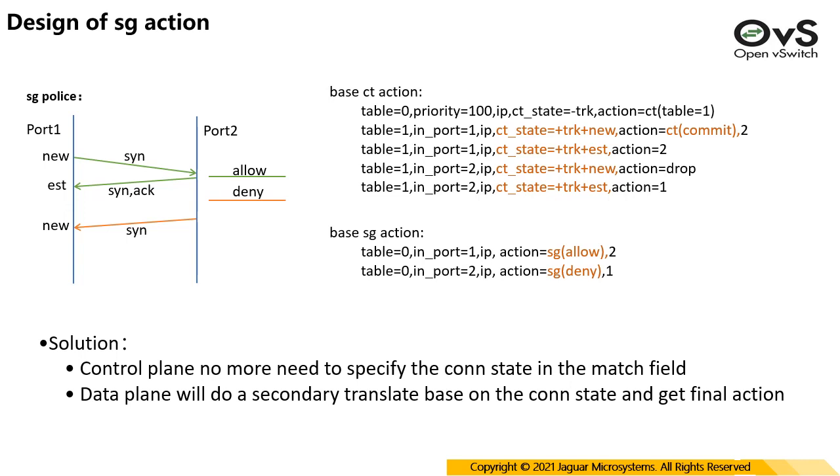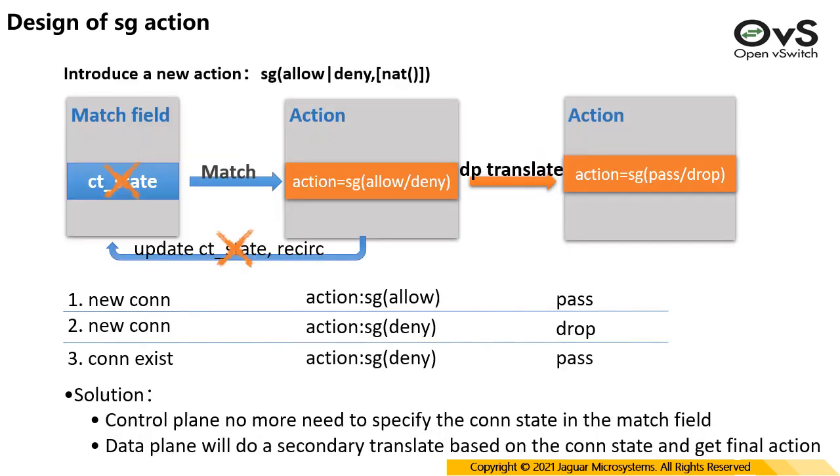But with SG action, the control plane will need just 2 flow rules, and the semantic is quite straightforward. The meaning of the rule is just directly defined: allow traffic sending from port 1 to port 2, and deny traffic sending from port 2 to port 1, which is much closer to the natural language. SG action will do a translation in the data plane.